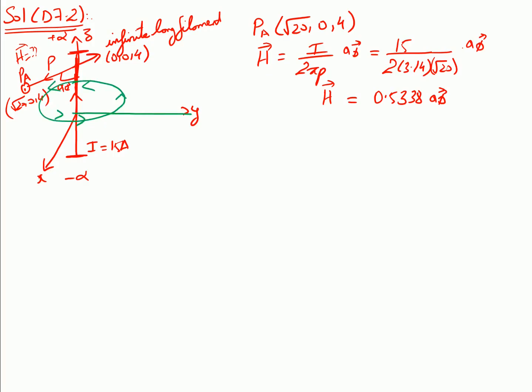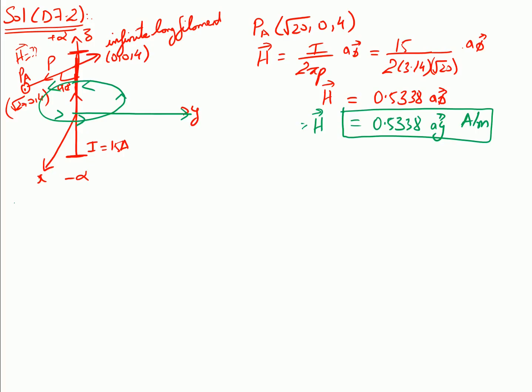So if we move from a_phi into the rectangular coordinate system, the magnetic field is along the y-axis. So it is going to be 0.5338 along a_y amperes per meter. Our answer needs to be in the rectangular coordinate system. We can see that if the current is moving in the upward direction, the magnetic field is moving along the y-axis. So this is the answer to the first part.